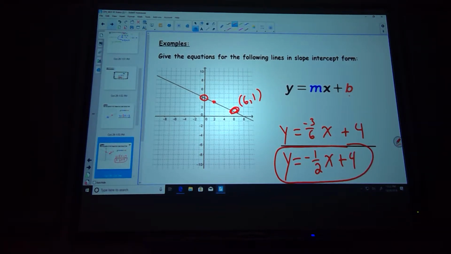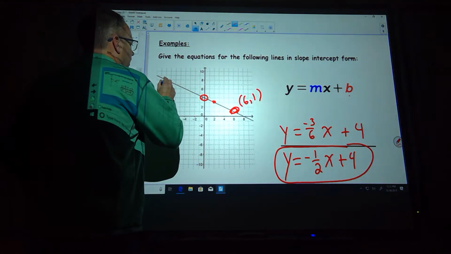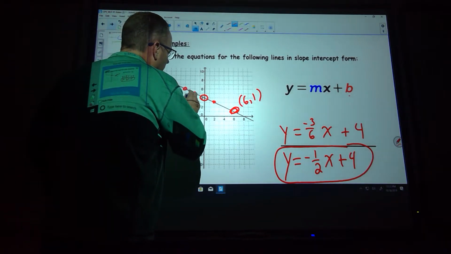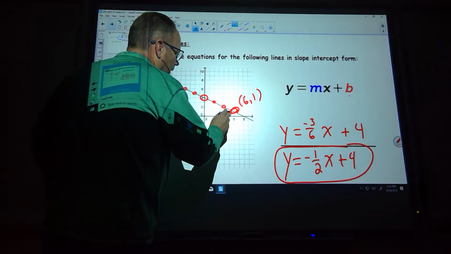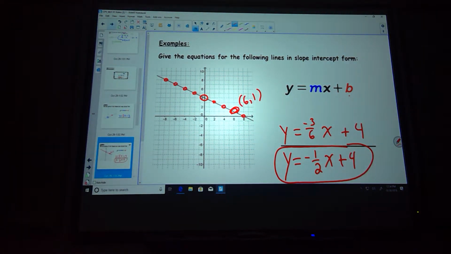So if there's another point, like right there, will that still be the correct answer? Absolutely. So you could have multiple points that lie on the same line. You're just trying to figure out where it intersects. It looks like it intersects there, maybe there, maybe there. There's a lot of places you could have picked.